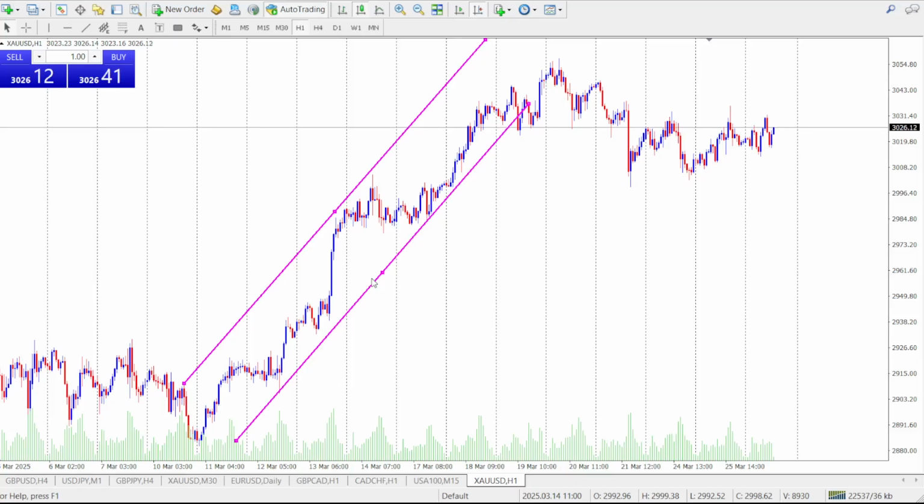Spotting an ascending channel is simple when you know what to look for. Here's how. First of all, you identify at least two higher highs and two higher lows. So in this case, we have a higher high here and another higher high here. And then we have a higher low here, and another higher low here.